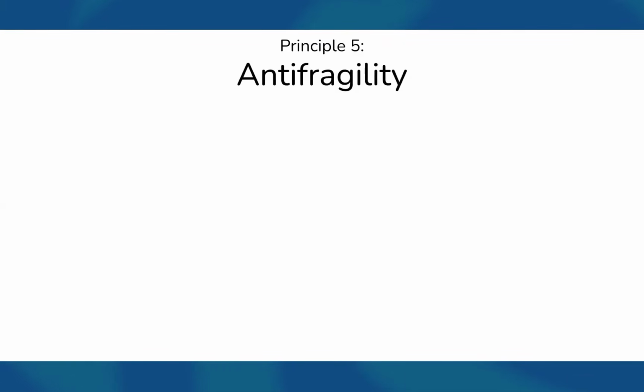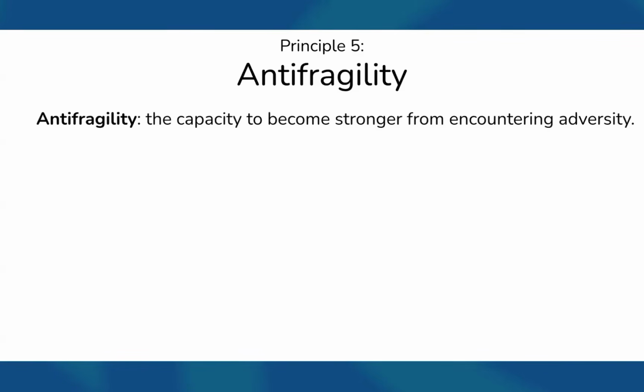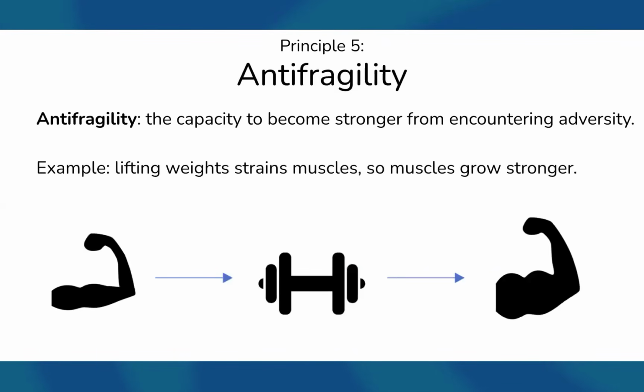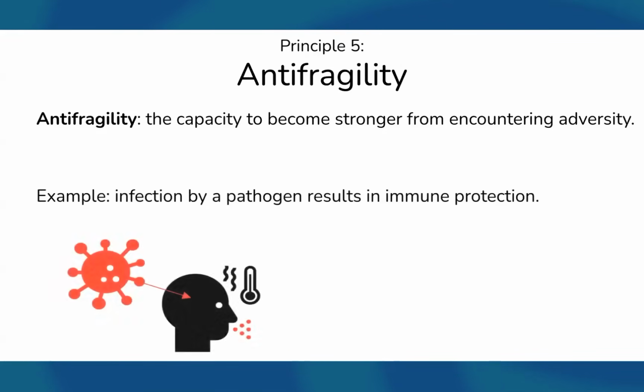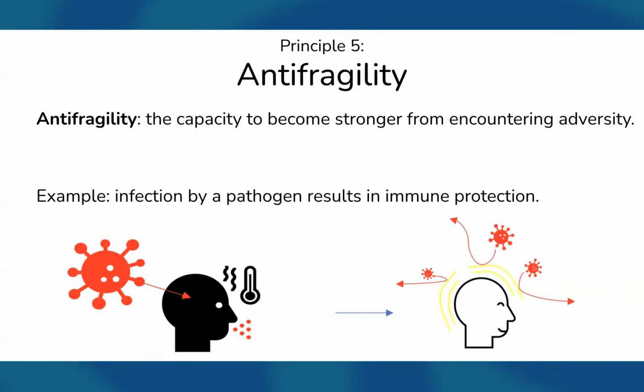Another principle is anti-fragility. This is the capacity to become stronger from encountering adversity. This is about harnessing stressors. So an example is lifting weights. Lifting weights strains muscles, and that causes the muscles to grow stronger. Generally, complex adaptive systems tend to function better with a continual amount of stressors. Too much stasis, too much order, they tend to become more dysfunctional. Another example is infection by pathogens can result in more immunity.